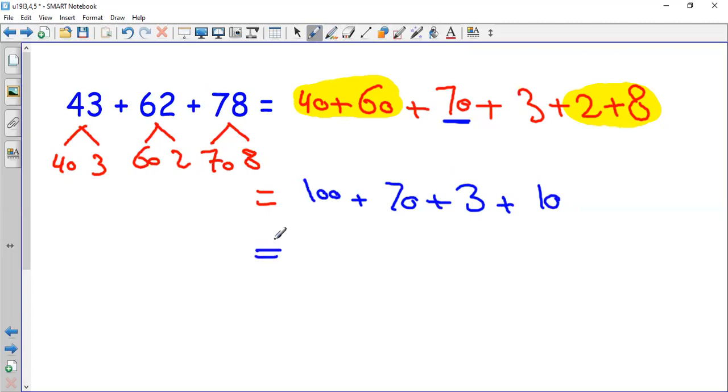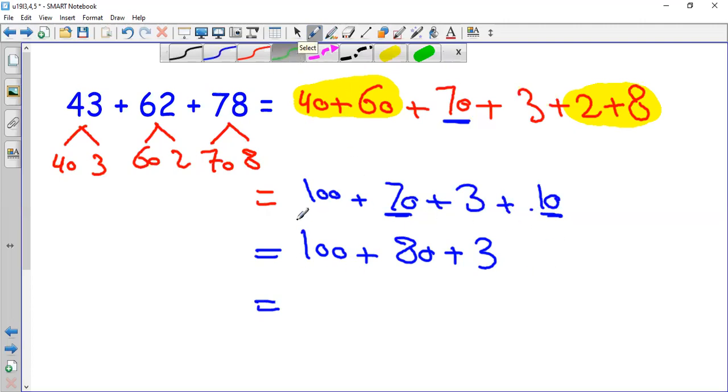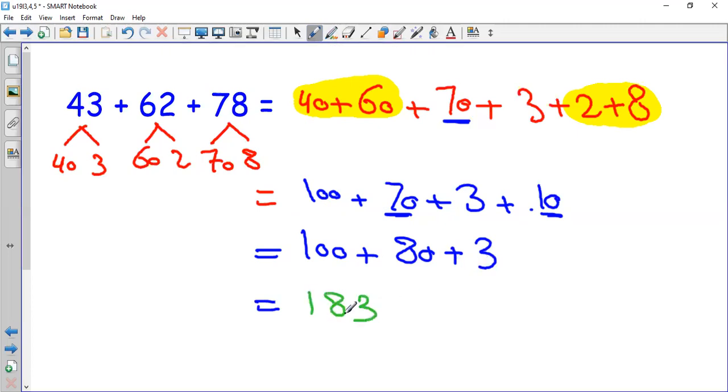Again, I should group the hundreds together, the tens together, and the ones together. So I have 100, plus 70 and 10 will make 80. I added 70 and 10 and it gives me 80. And I still have 3 ones. Let's recombine these multiples of 1, 10, and 100 together. So 100 plus 80 plus 3 will be 183, and this is my answer.